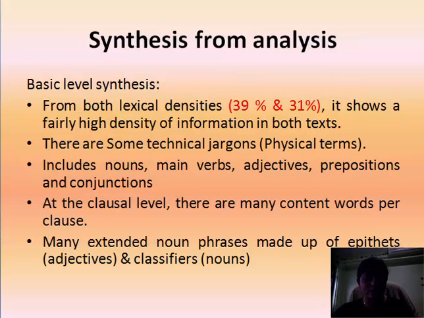Let's now look at the basic level of synthesis. As for lexical densities of 39% and 31%, it shows that there's a fairly high level of density of information in both the texts. They are information loaded. There was some technical jargon used like expansion, contraction, clinical thermometers, and it was also noticed that at every clausal level there were nouns, main verbs, adjectives, prepositions and conjunctions used. So at every clausal level there were many content words, and there were also many extended noun phrases made up of adjectives and classifiers.